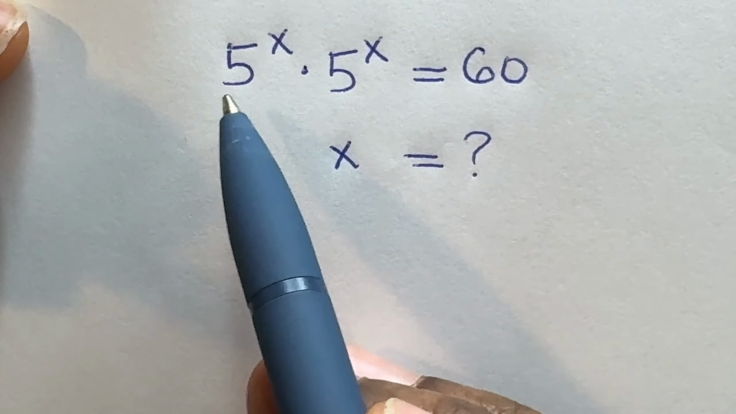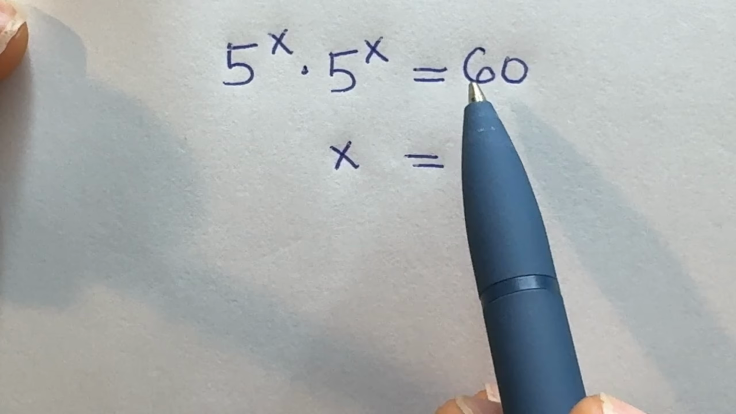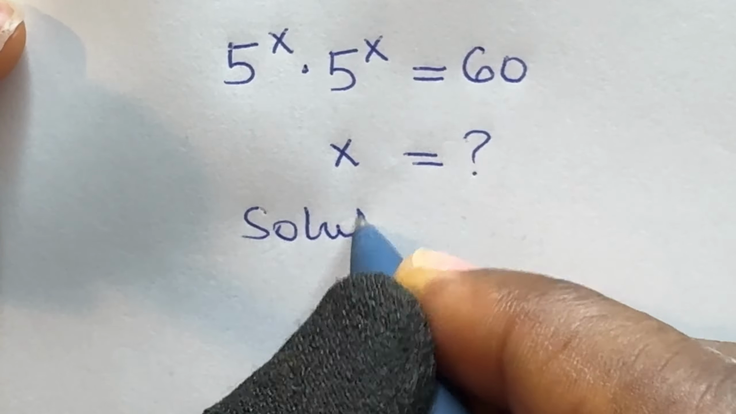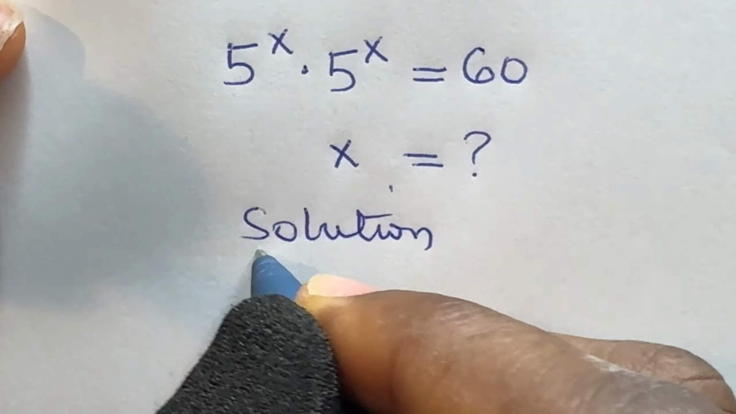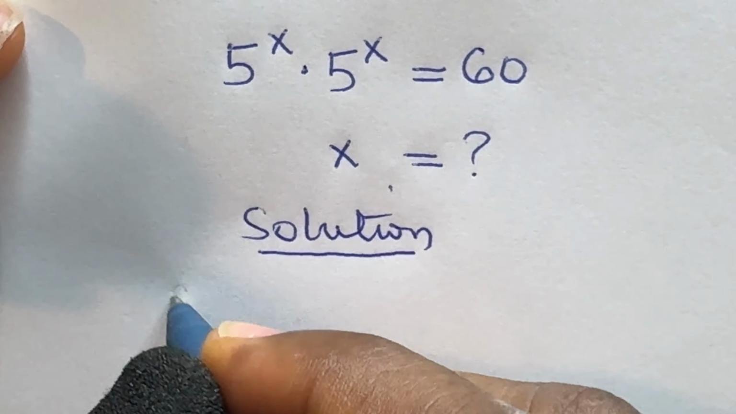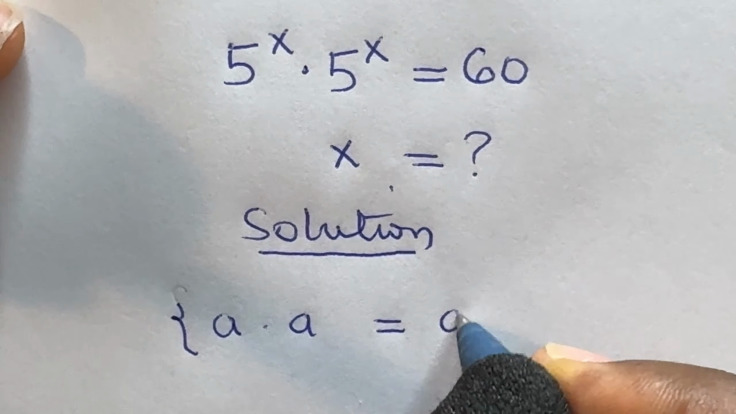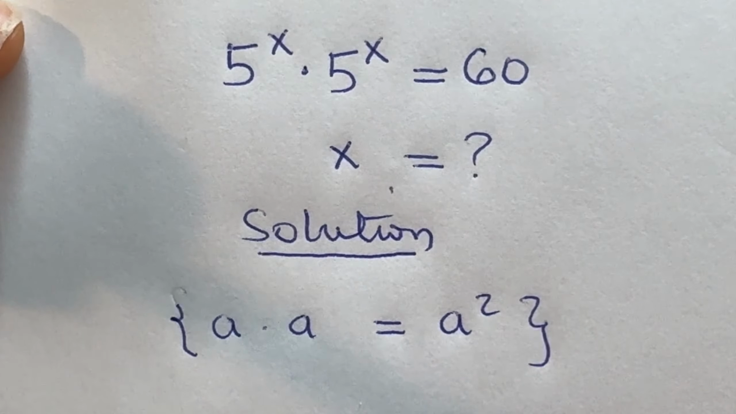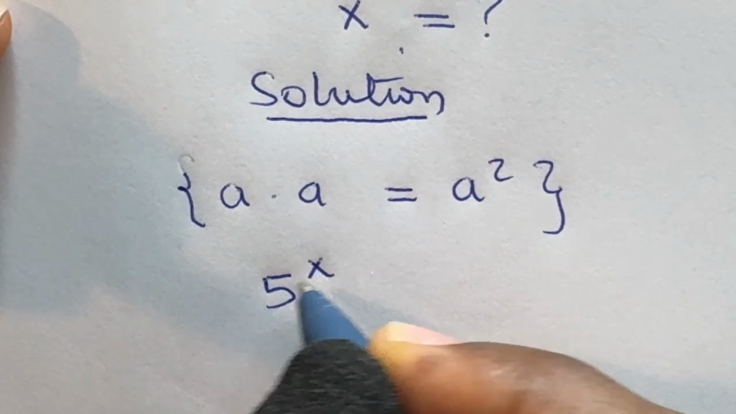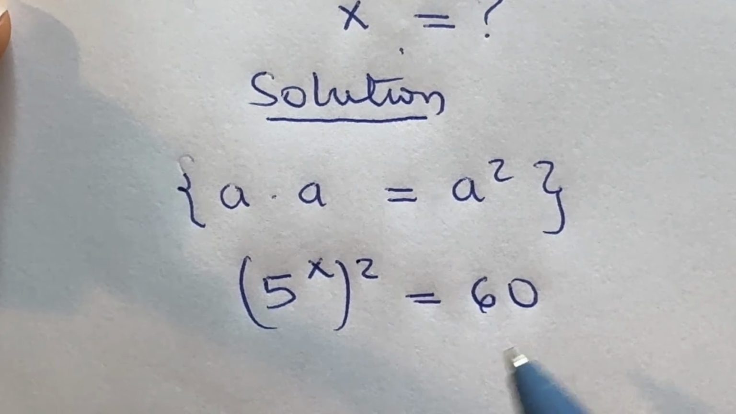Hello. Let us solve for x in 5 raised to power x times 5 raised to power x equal to 16. Solution. Five raised to power x times 5 raised to power x is of the form a times a, and that is a squared. So we have (5 raised to power x) raised to power 2 is equal to 16.